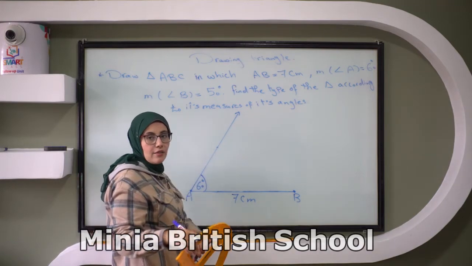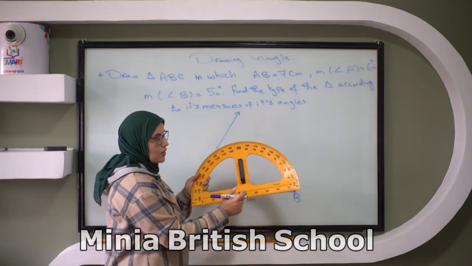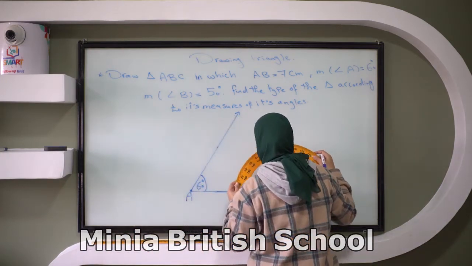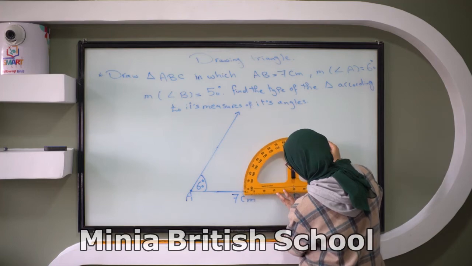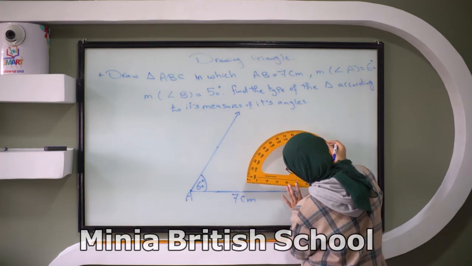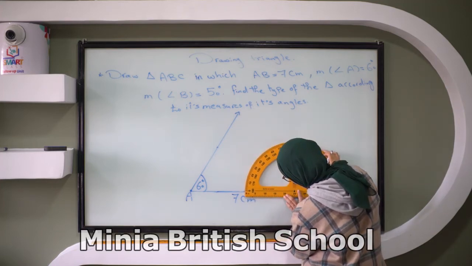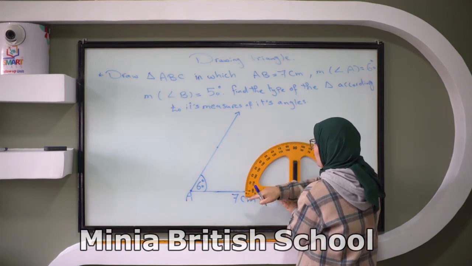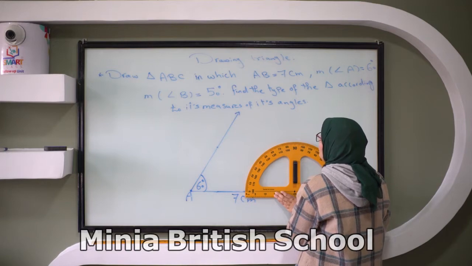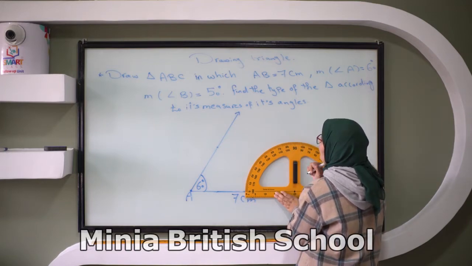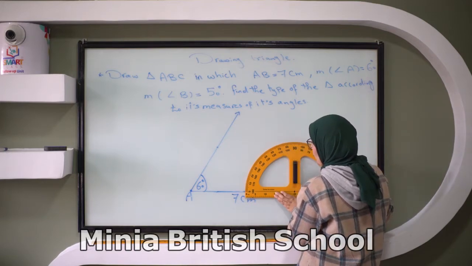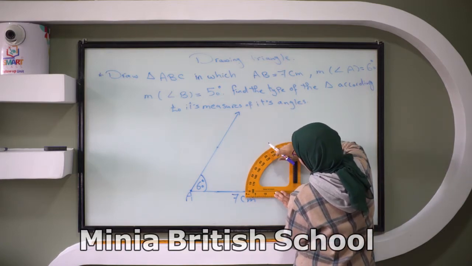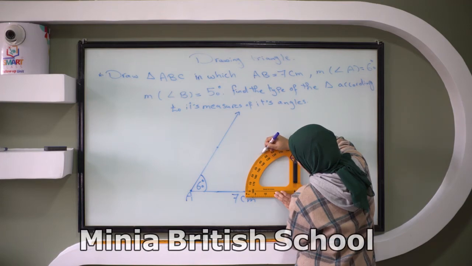What about the angle B? Again, I will put the center of the protractor on vertex B, and the line of 0 of the protractor above this line. Then I will measure angle B. Angle B equals 50. Where is 50? Here, you can see it. It's here, 50 degrees.